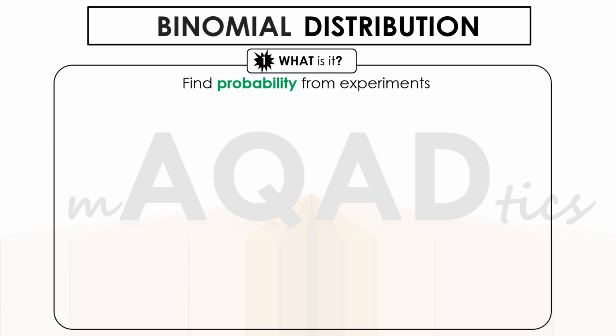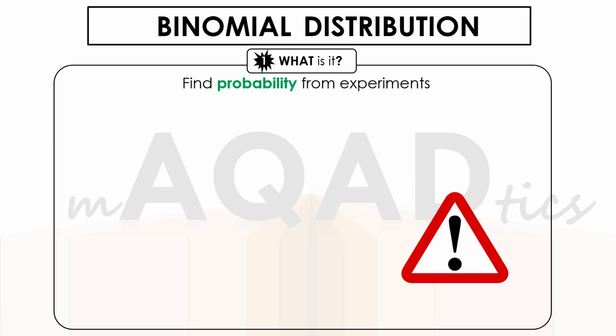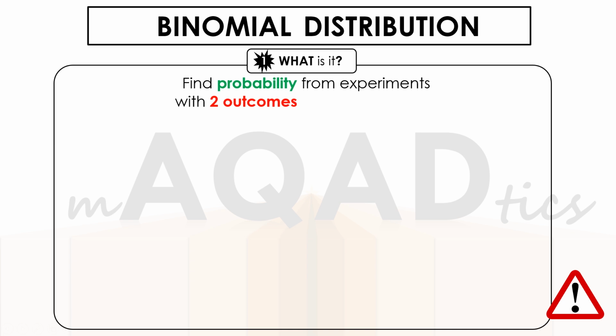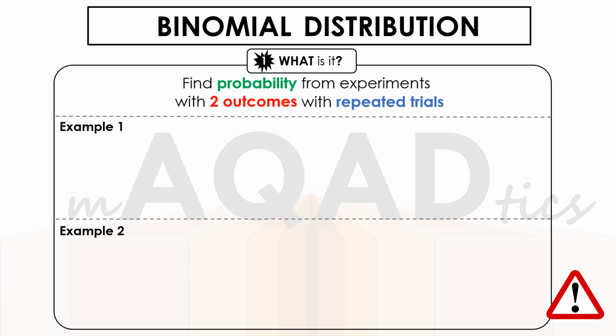But binomial distribution will only focus on certain experiments. Those experiments are experiments with two outcomes only. For example, heads or tails, pass or fail, win or lose. And then these experiments will be repeated multiple times. So let's look at some of the question examples here.